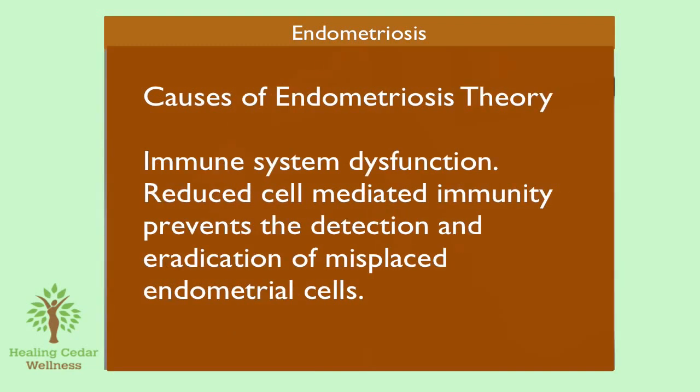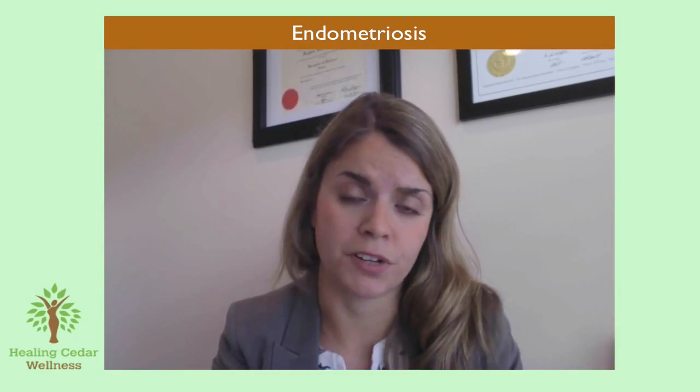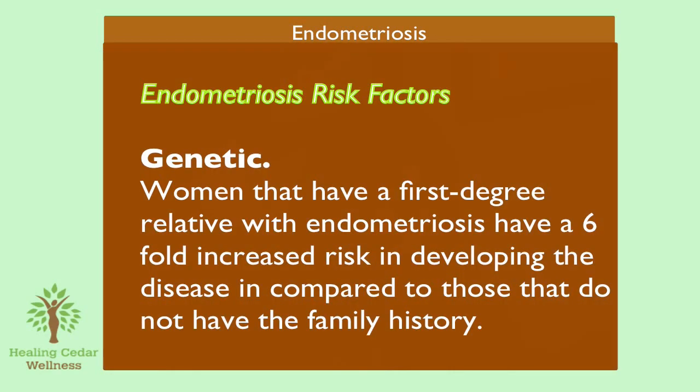The second theory is around immune system dysfunction. It's thought that people with endometriosis may have a reduced cell-mediated immunity that prevents the detection and the eradication of these misplaced endometrial cells. There are also risk factors associated with the development of endometriosis.